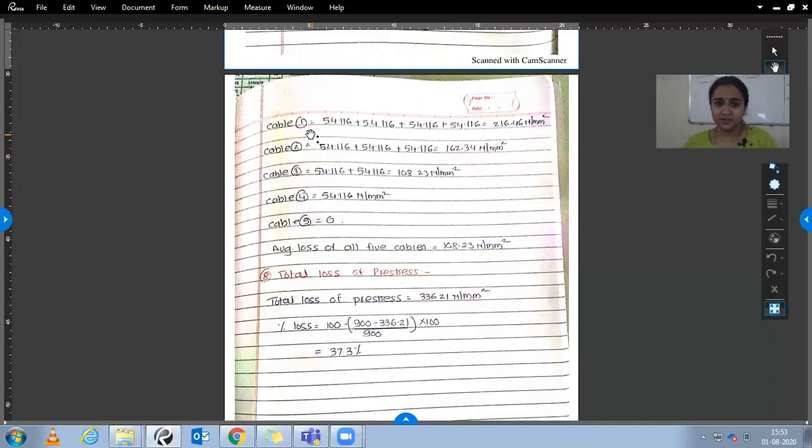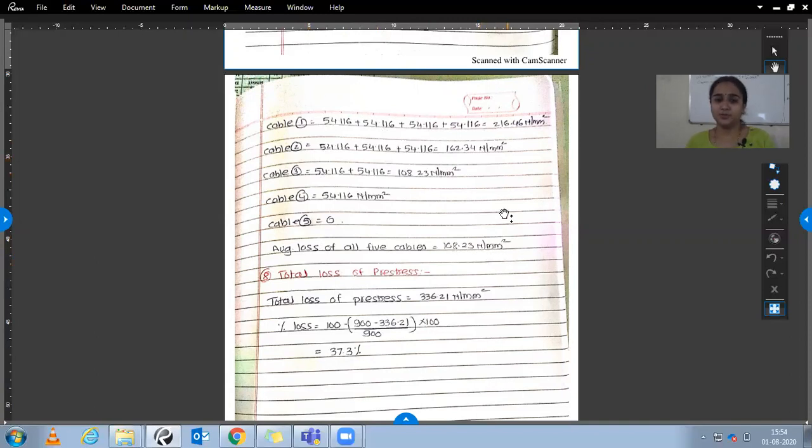So we get the values for cable numbers 1, 2, 3, 4. For cable number 2, we add up this value 3 times, and similarly for cables 3 and 4. In cable number 5, the loss will be 0 because it is anchored and tensioned last. After that there is no anchoring or tensioning going to happen, so that's why it ends at cable number 5. Therefore we find the average loss. The average loss in all these 5 cables is 108.23 Newton per mm square.